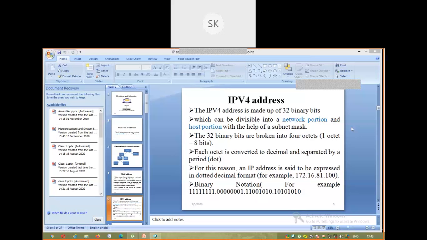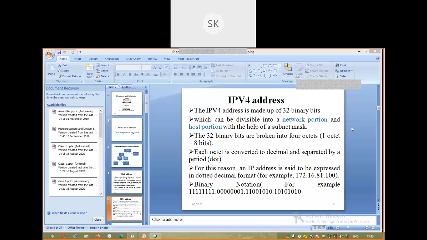Now we are talking about each octet. That one octet is converted to a decimal number system. That means the normal number system you learn from class 1 to 3 or KG 1, 2, 3, 4, 5, 6, 7, 8, like that. Whatever numbers we learn in childhood, those are decimal numbers. So each octet is converted into decimal and separated by a dot.